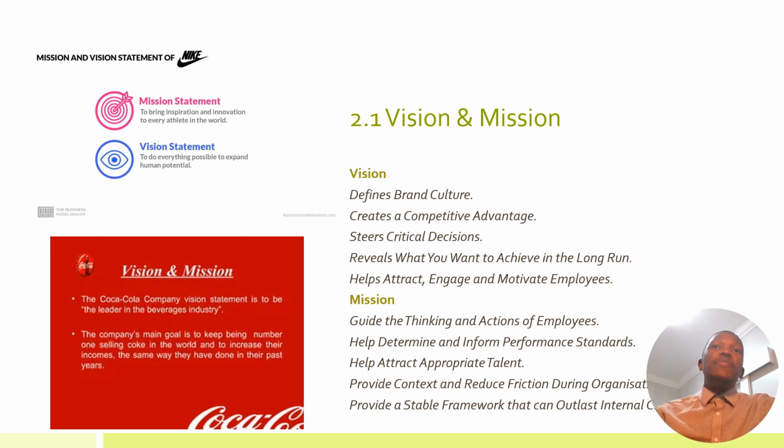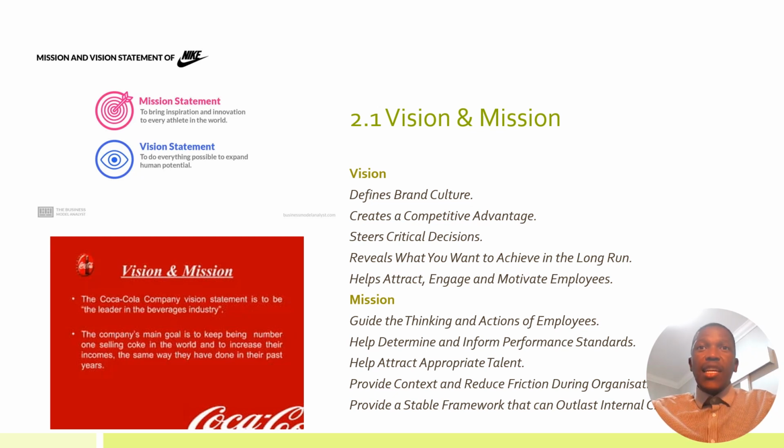In the vision statement, organizations define their broad culture, what they stand for. I just mentioned the one for Coke and the one for Nike as well. It also steers the critical decisions. At times you are number two in the market and you aspire to be number one, a leader. So what it means is that you must take over number one. It also reveals what you plan to achieve in the short term, medium term, and long term. And in the process, you attract employees because they are engaged as part of the vision as well.